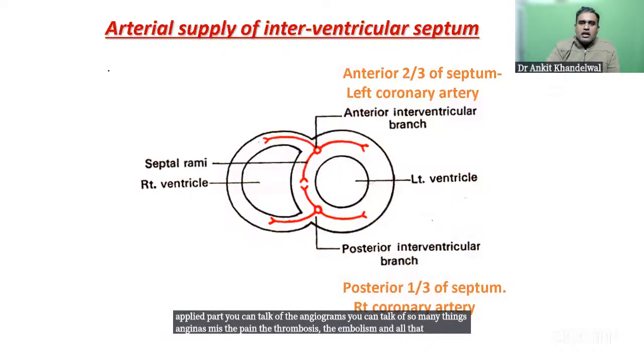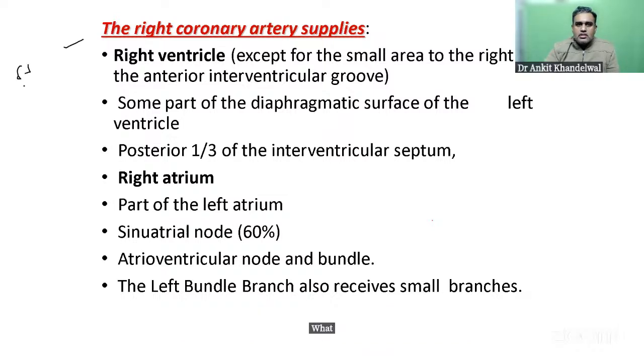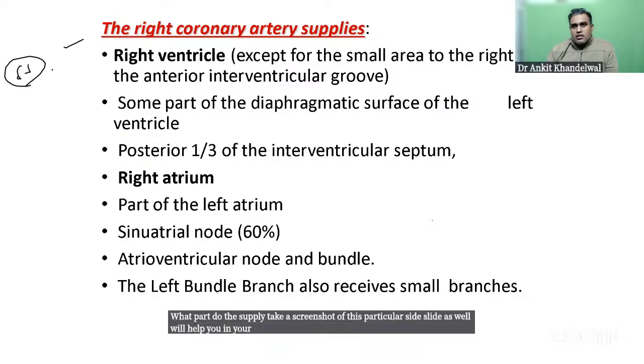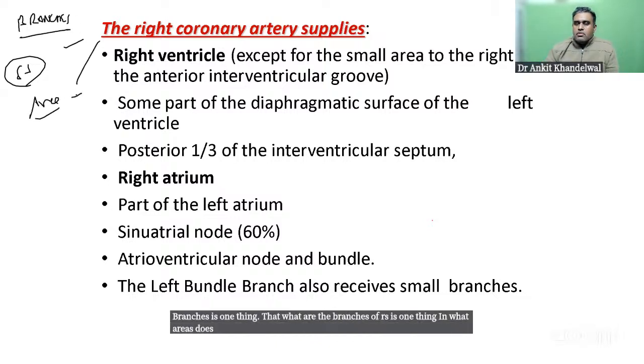Okay, so heart arteries are important over here. Coronary arteries, what part do they supply? Take a screenshot of this particular slide as well. It will help you in your exam writing. What the branches of the RCA are is one thing. What areas it supplies is another thing. And they are both correlated. But in the exam, you have to write them in the form of different topics.